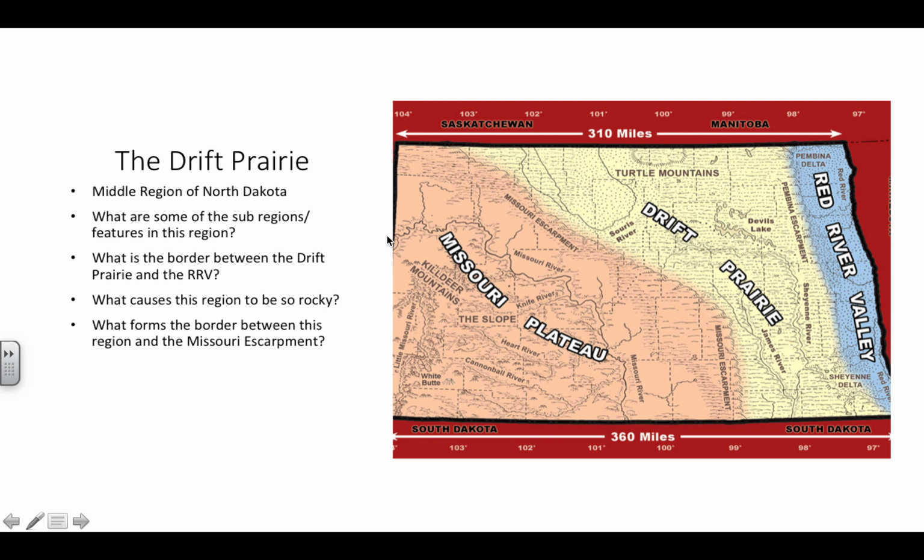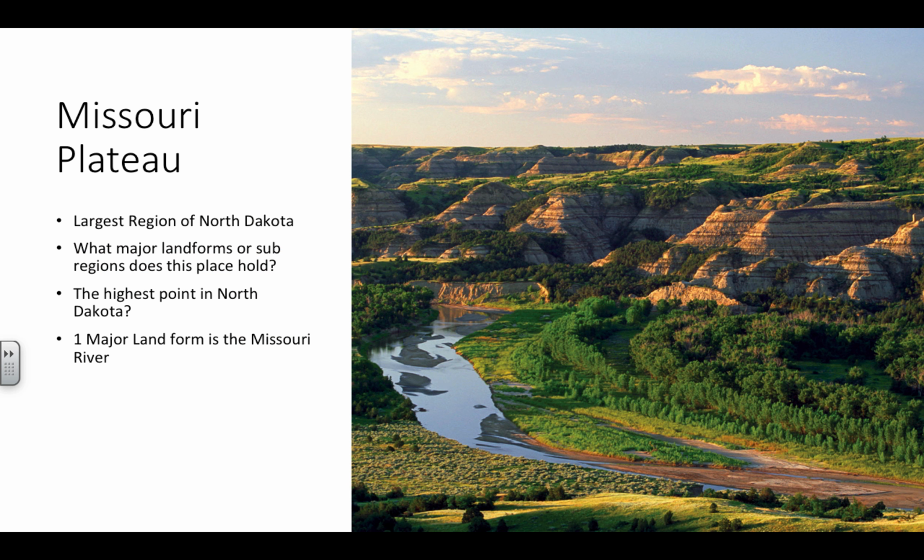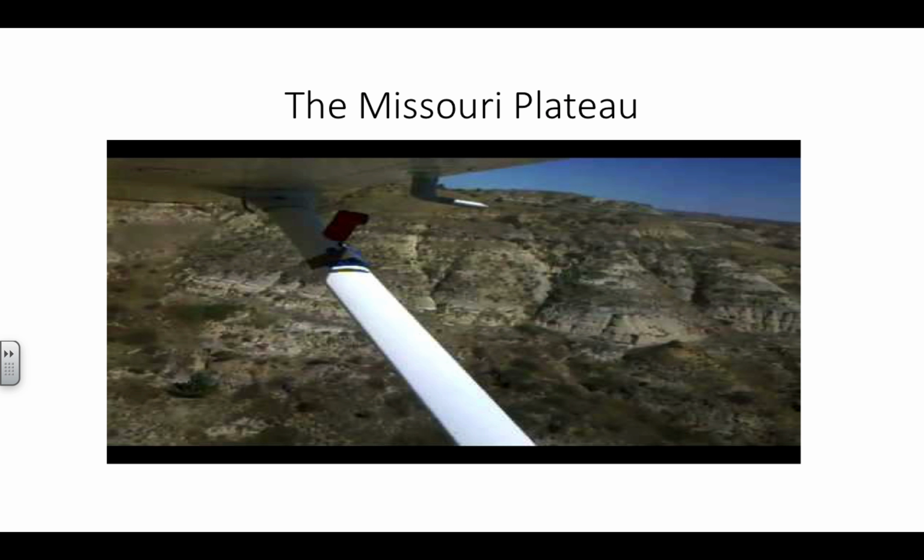One interesting fact about the Missouri Plateau is, especially in far southwestern North Dakota, our hilliest region right here in the Badlands was actually not touched by our last glacier. It was one of the main reasons it looks the way it does. It was not smoothed out by our last glacier. The highest point in North Dakota, like I said, is White Butte, and one major landform is the Missouri River. Again, you can kind of see the Badlands here in the background.